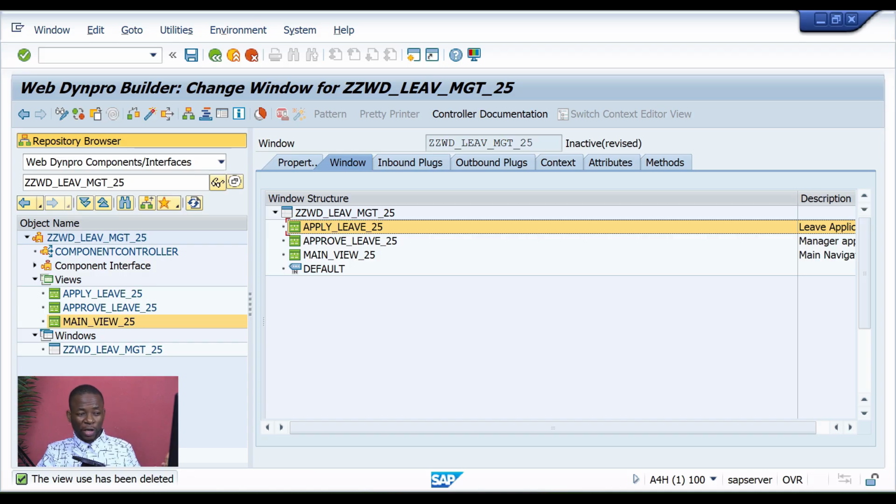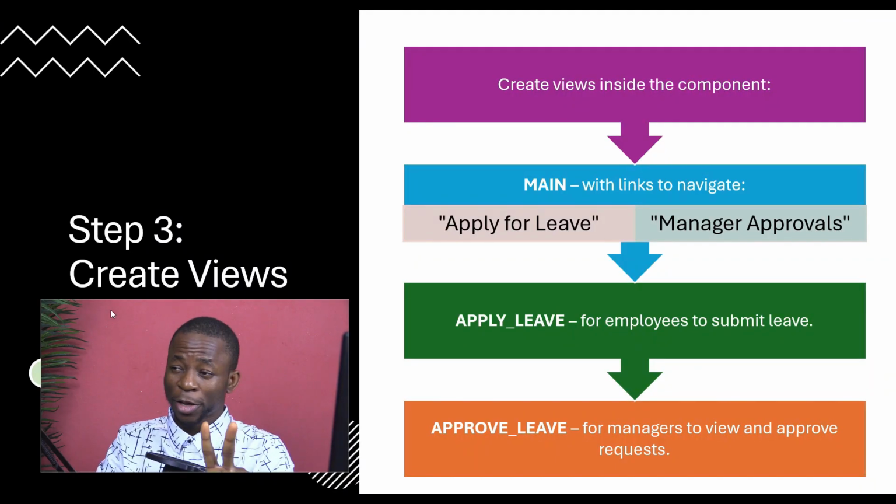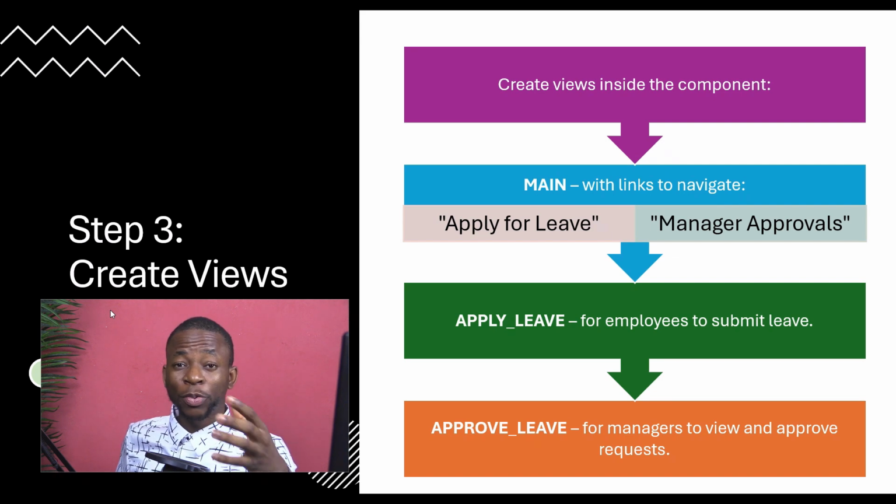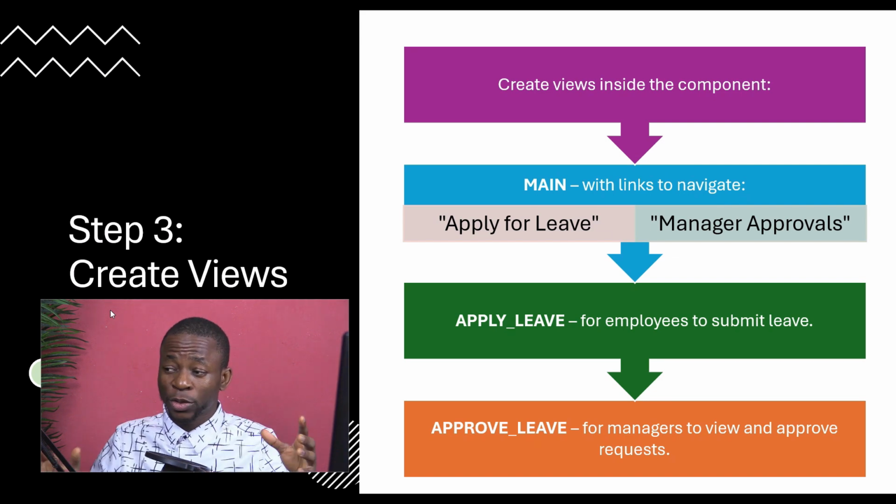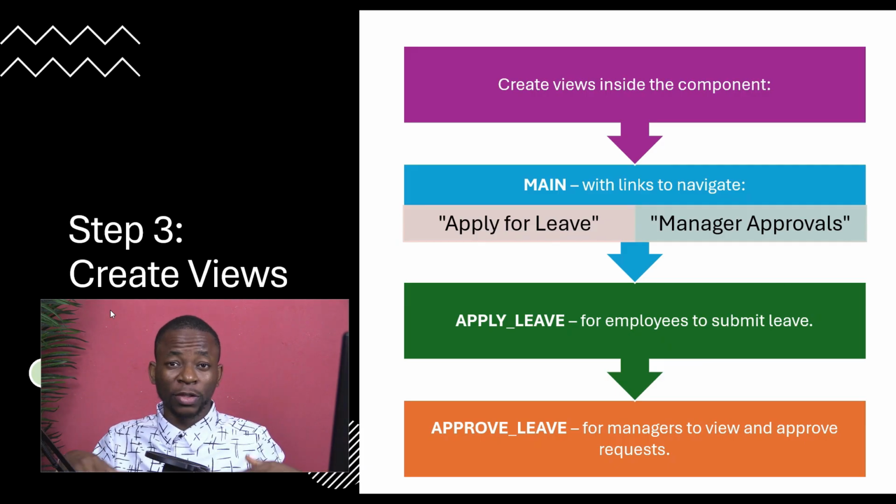Now that all the views are created and embedded, we are going to the third step, which is to create the views inside the component. The main view will have links to navigate to the apply for leave page, and also a link to the manager approval page. The apply leave is the view where employees can submit their leave requests, and the approve leave is the view where the managers will approve the request. This is what we are going to create next.